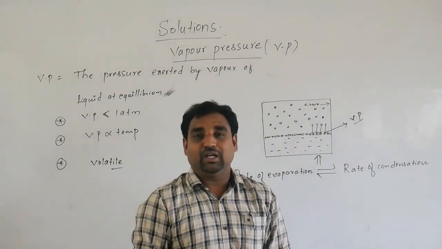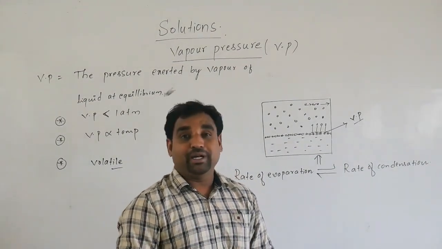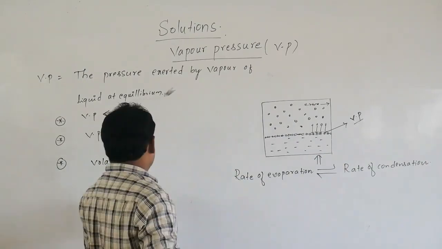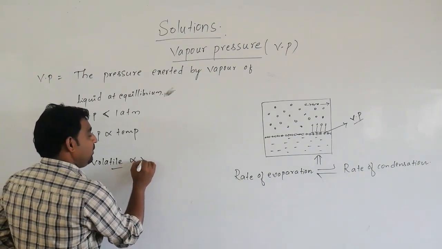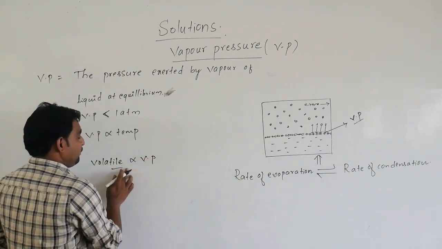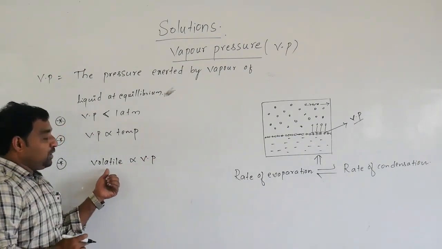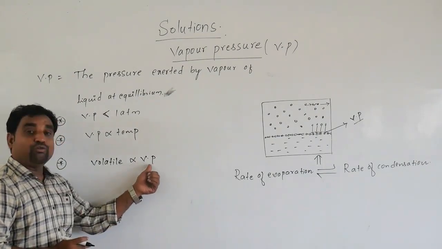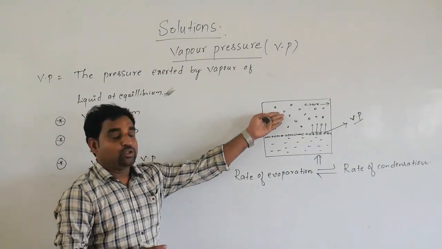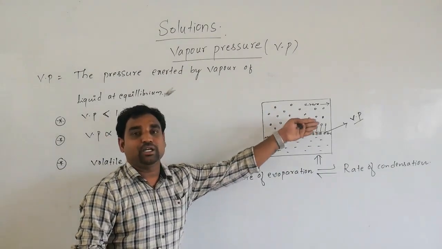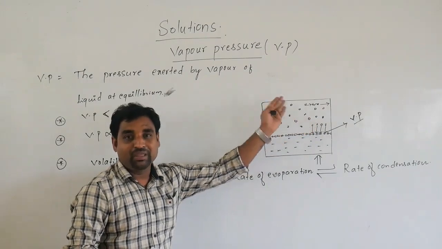Even if you have taken water, it will evaporate at room temperature. So volatile in the sense that, volatility is directly proportional to vapor pressure. If the liquid has a more volatile nature, more vapor pressure will come. It means more vapor molecules are formed, those vapor molecules will exert a pressure, and more vapor pressure will be created.